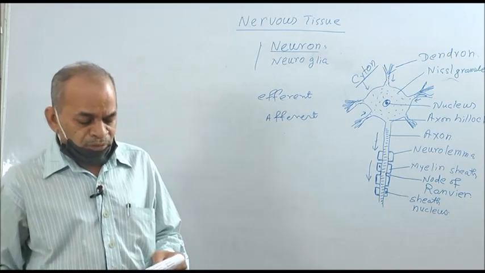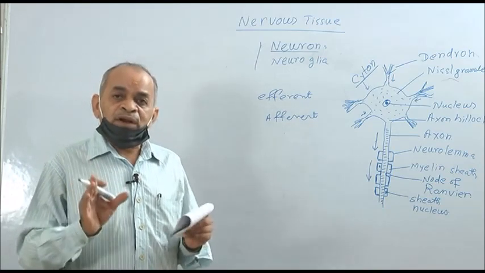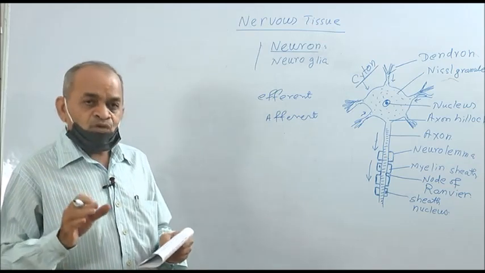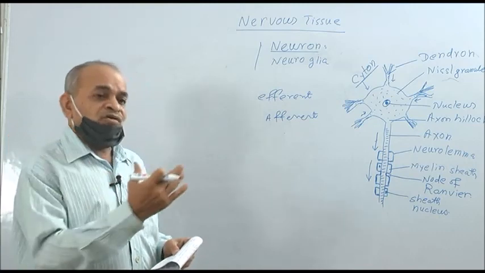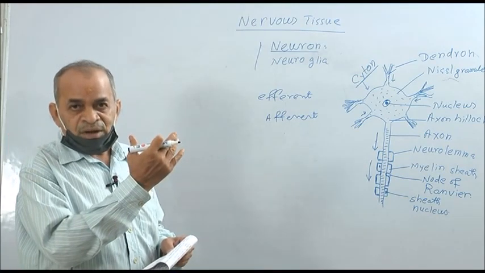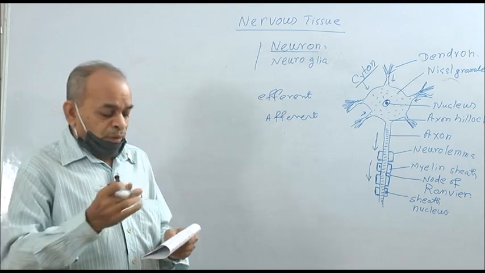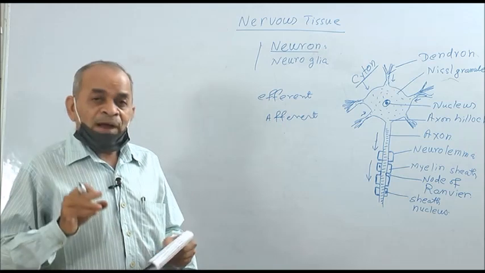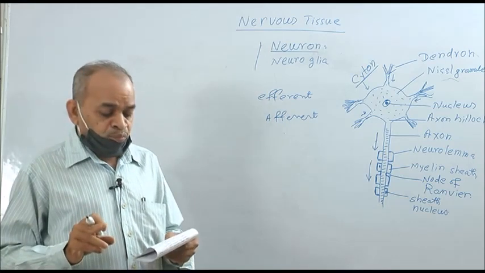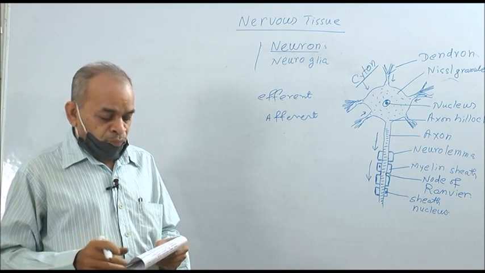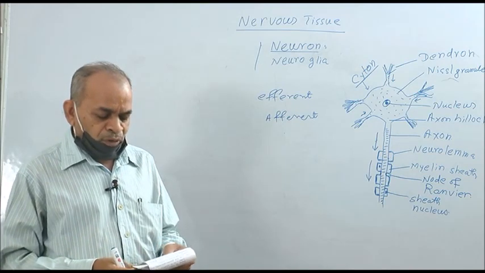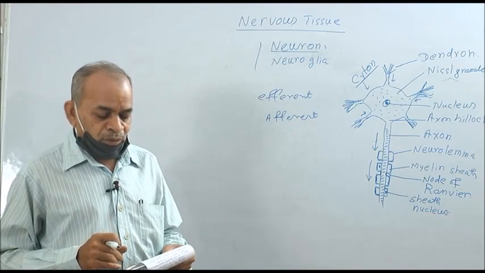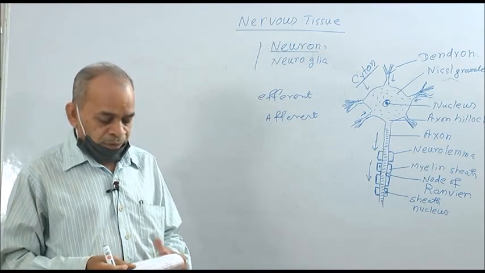There are 3 categories of neurons: sensory, motor and mixed. Sensory means they carry impulses towards the central nervous system. Motor means they take impulses away. So, in motor neurons, the axon is much longer than the dendrites. In most sensory neurons, dendrites are longer.